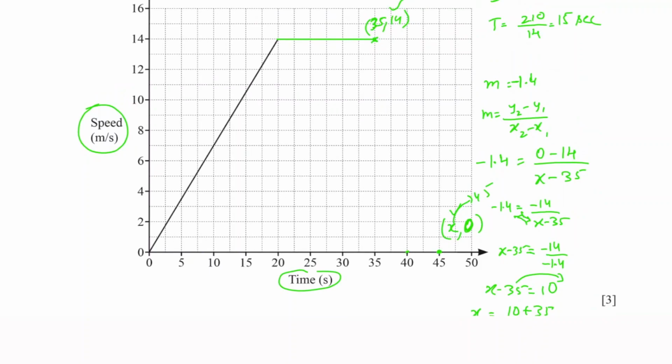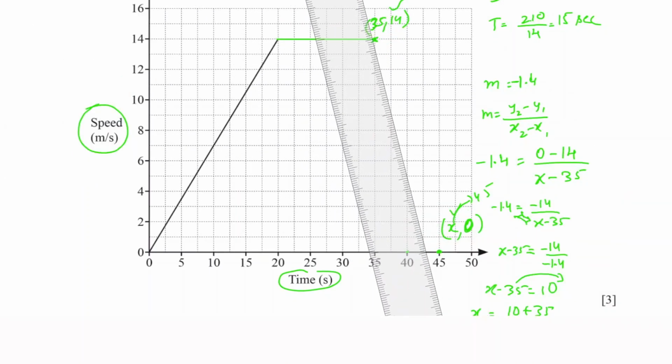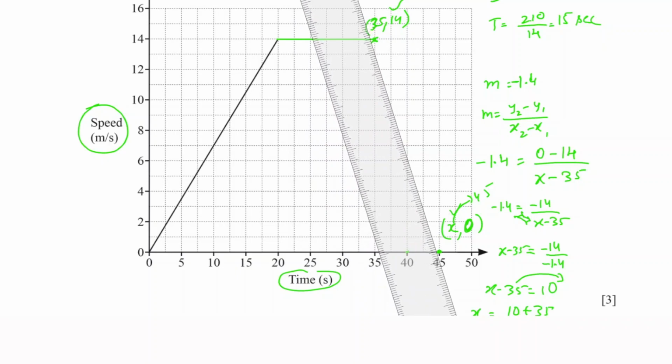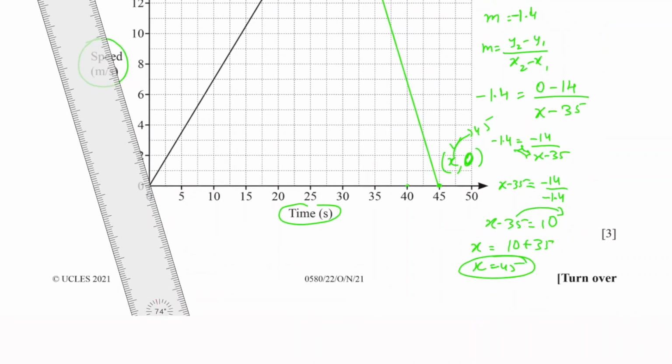So now we just have to plot it. Easily you can find out where the point meets using the gradient value. I hope you understand. Now we just have to draw this line joining this. So this is your final answer. I hope this is clear to you.